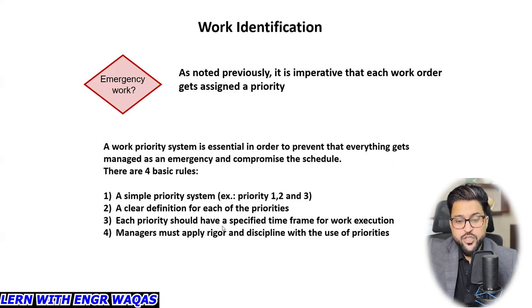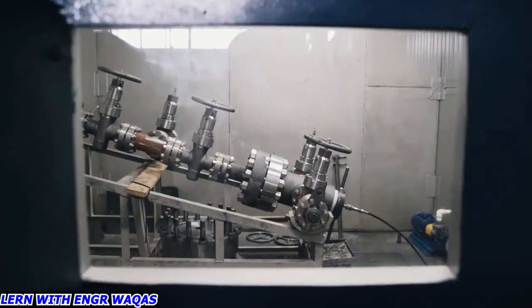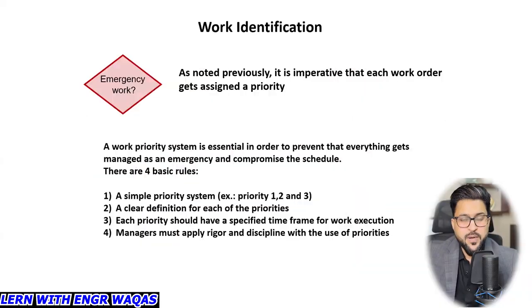Then each priority should have a specified time frame for work execution. It's not like that emergency means on spot. It means right now you have to start to work on that equipment, right? If it is medium priority, you need maybe the next 7 days, right? So if it is least priority, maybe the next 15 days it will take. So everybody should be on the same page, that if it is least priority, how many days it will take for maintenance, so that they can align their schedule with the work going on.